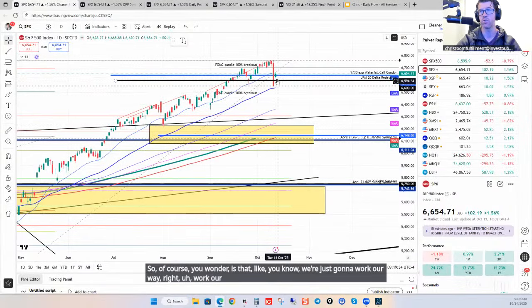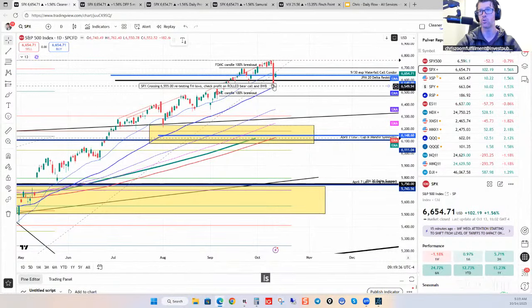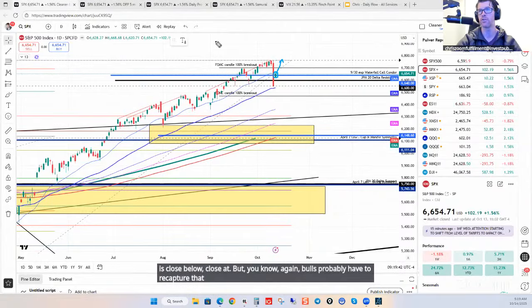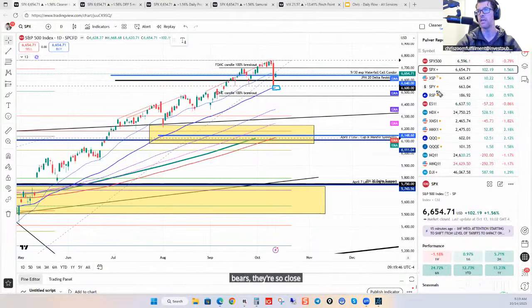The 21 period is close, closed below. But again, bulls probably have to recapture that 21 moving average to get back to highs. Bears are so close to hitting the SPY and the Q's 21-day moving average. That's what I would like to see hit. At least hit that 21-day, or I'm sorry, the 50-day. This is the 50-day. Yeah, I've been watching that 50-day for a while. I hope it gets hit.